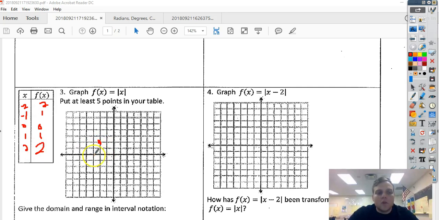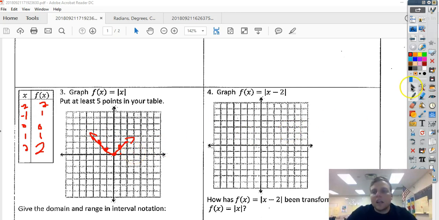So I went left 2 up 2 to do negative 2, 2. And then negative 1, 1 would be left 1 up 1. 0 didn't move at all. And then 1, 1. And then 2, 2. And this is how she looks. Sorry, I'm so bad at graphing. But that's how she looks. Alright, so there's your absolute value of x.